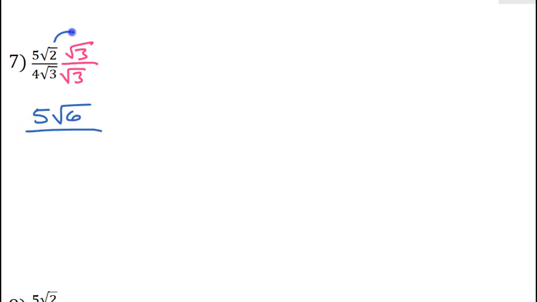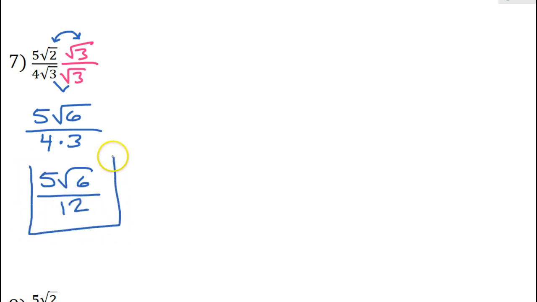Okay, and so that is showing you that if both numbers are in radicals, you can go ahead and multiply those and get radical 6. Now I'm going to have this 4 times 3. Radical 3 times radical 3 is regular 3. So that's going to give me 5 radical 6 over 12. And that will actually be the final answer for number 7.